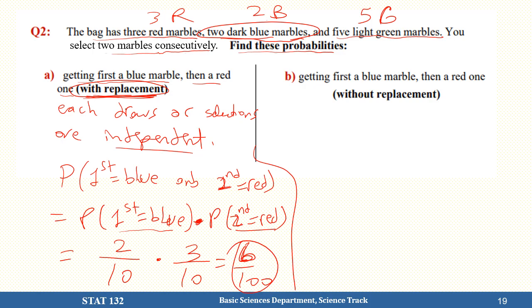Now let's look at this one here, getting first one blue and then a red one. It's the same question but without replacement. So in this case, the selections are dependent on each other. The selections are not independent.